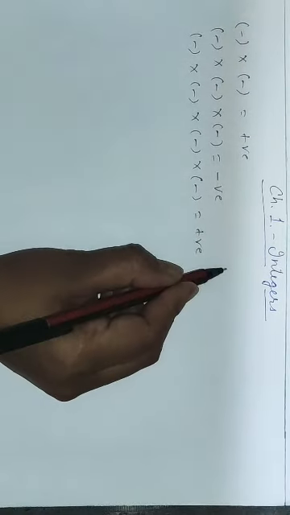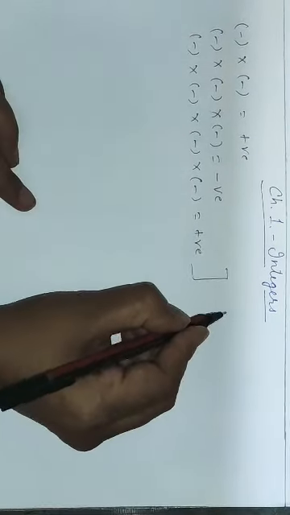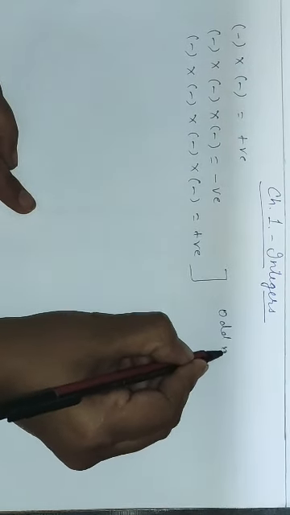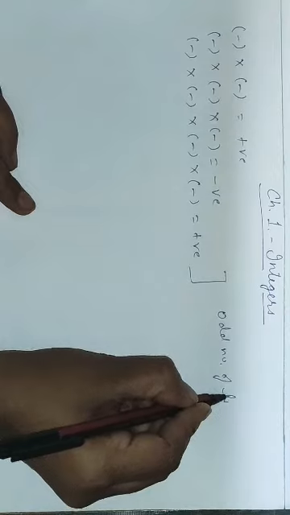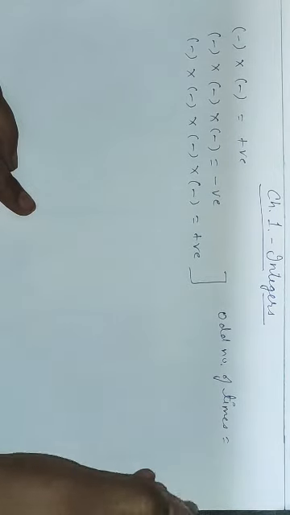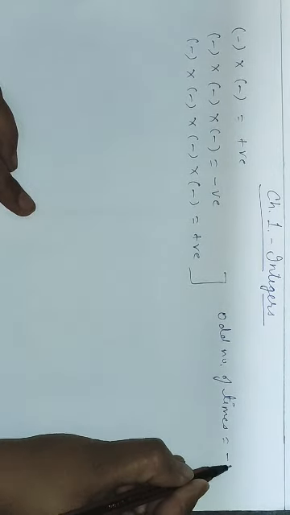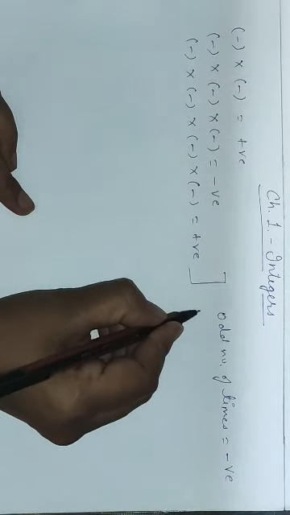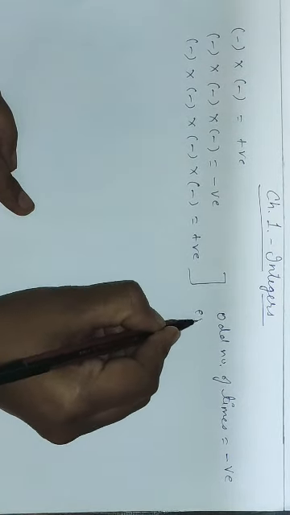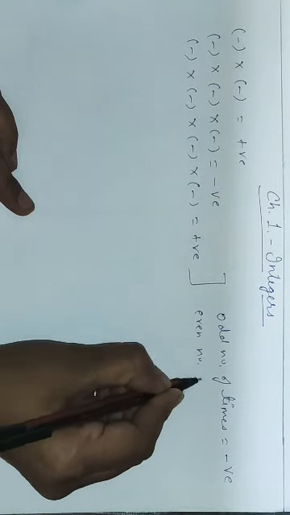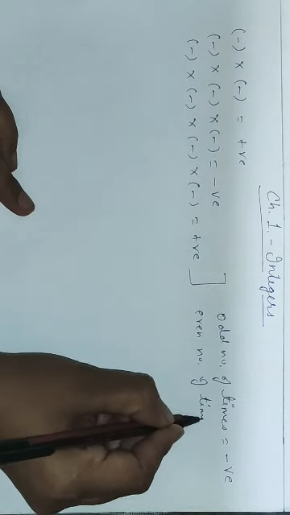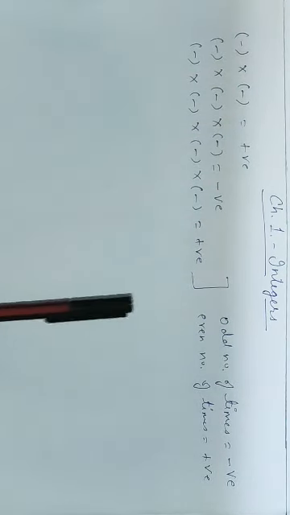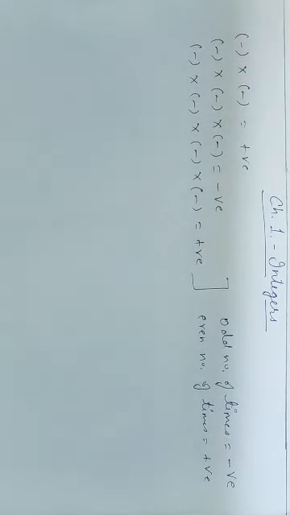So what do we conclude from here? Whenever we multiply negative numbers an odd number of times, then the sign of the product will be a negative number. And whenever we multiply negative numbers an even number of times, then the sign of the product will be a positive number. This is the main thing that you should keep in your mind.